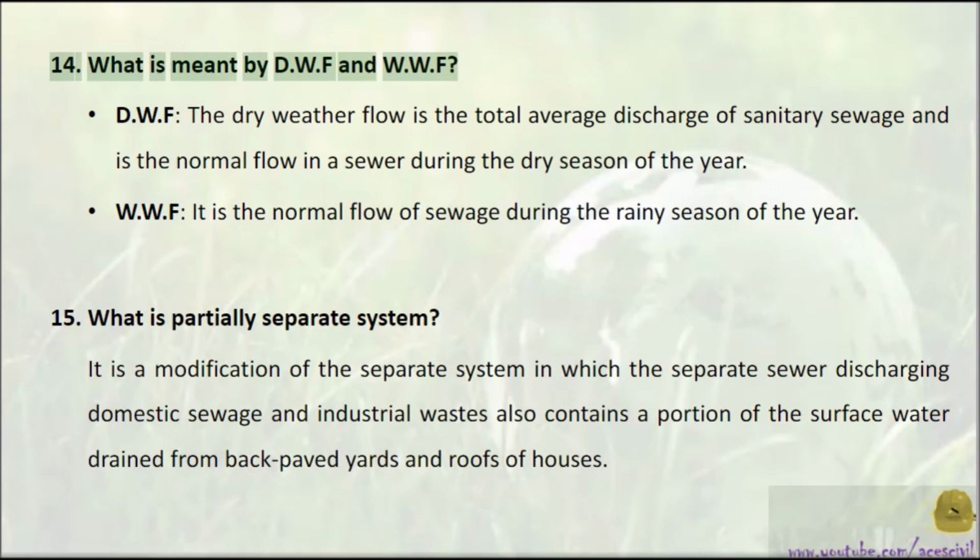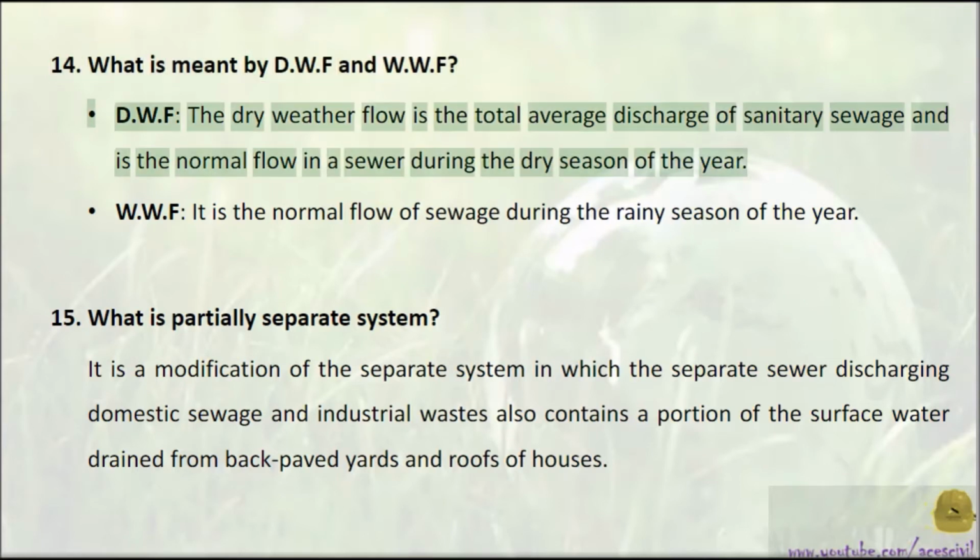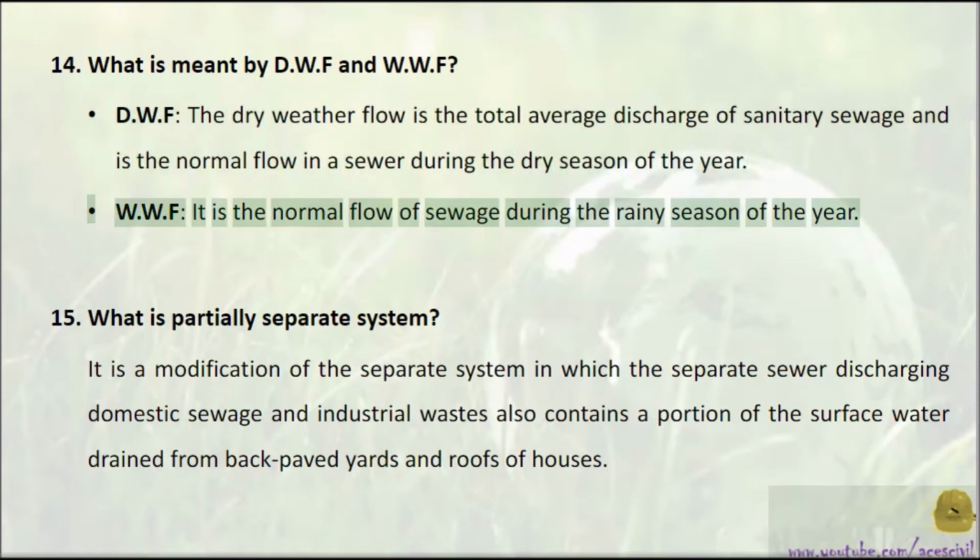What is meant by D.W.F and W.W.F? D.W.F, the dry weather flow, is the total average discharge of sanitary sewage and is the normal flow in a sewer during the dry season of the year. W.W.F is the normal flow of sewage during the rainy season of the year.